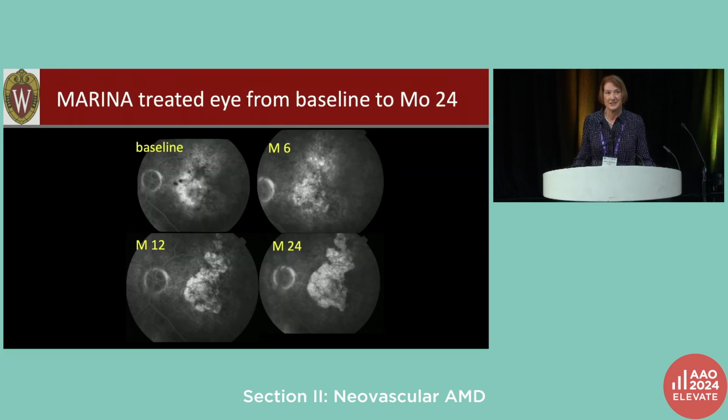So what does it look like? In many of these eyes, these MARINA-treated eyes had occult CNV. Here's an eye at baseline with a lot of leakage. The leakage is now much less at month 6, but quite a dramatic change at month 12 and 24, where there's now geographic atrophy or macular atrophy in the place of that lesion.